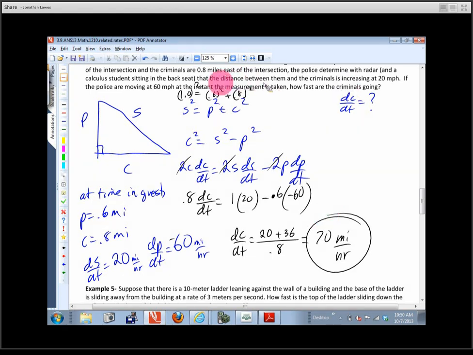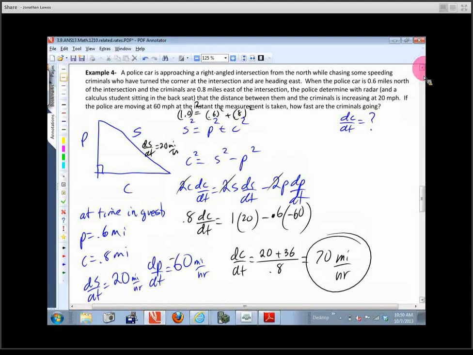They told us right here, they said the straight line distance between them and the criminals is increasing. So they're telling us dS/dt is 20 miles per hour. It's part of the problem. But the criminals are not going 20 miles per hour. The rate of change of this distance between them, a straight line distance, is what's changing here. Why is it negative? Because this quantity right here, we used P to represent the distance the police were from the intersection, and that distance is getting smaller. So that quantity is decreasing in size, so it's negative.